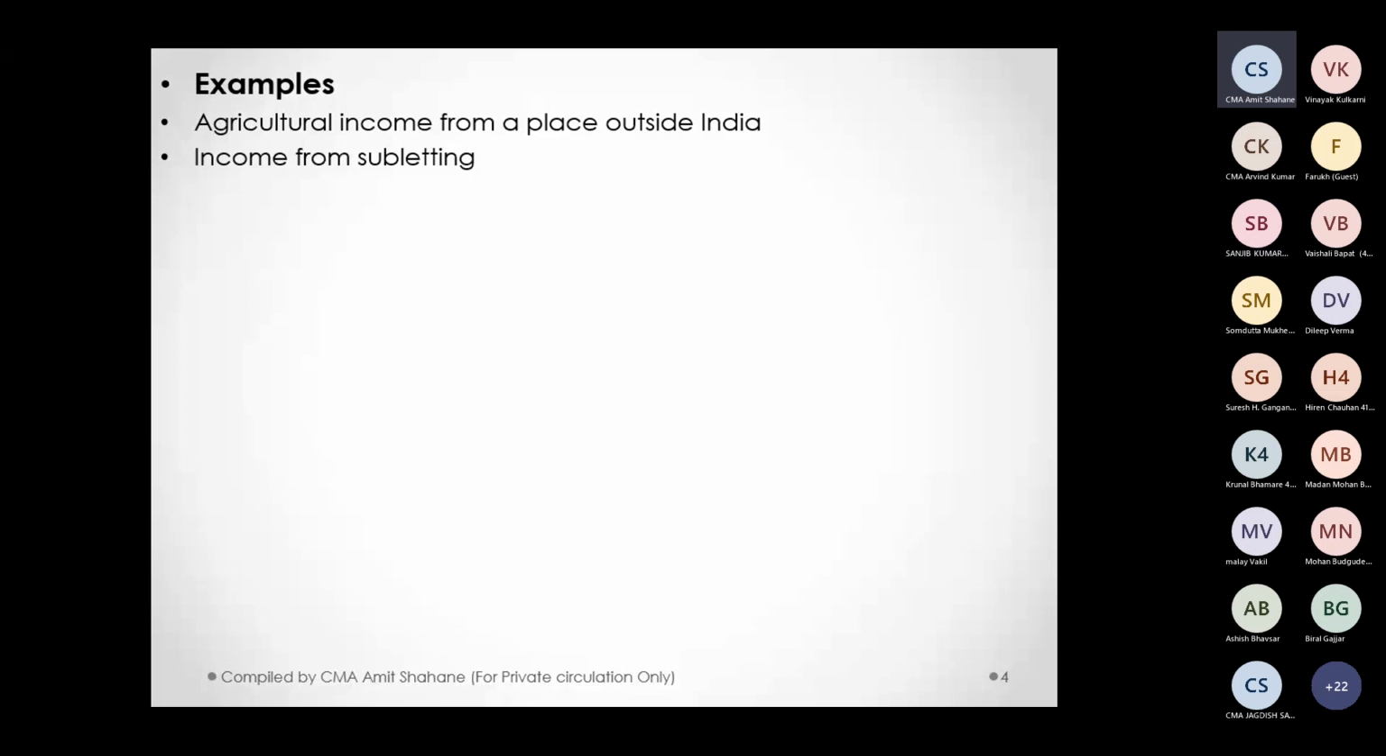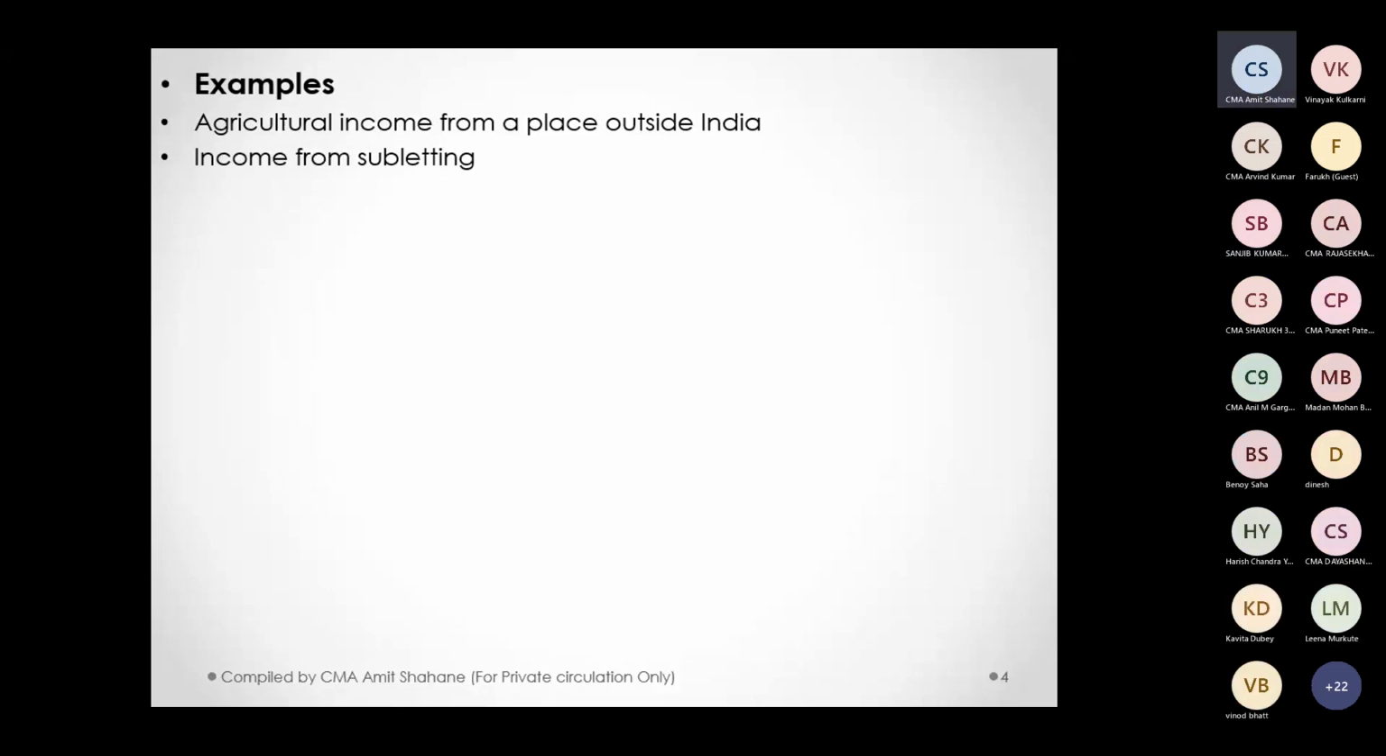But if it is your one-off activity, so for example, let's say you have got 2,000 square feet of a place. Out of that, for the next 6 months, you don't require 500 square feet of area. And only for say 6 months or 1 year, you give that property on subletting. Then this is not your regular business. It is only a time-being arrangement that you have done, and then it will be chargeable under the head income from other sources. And if it is a regular business, then it is professional business income.